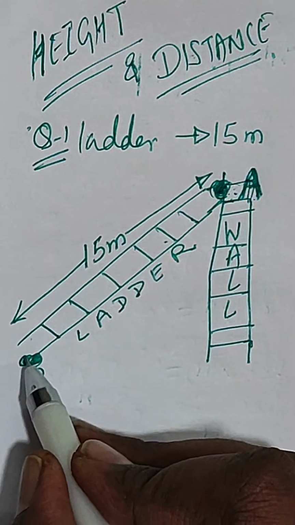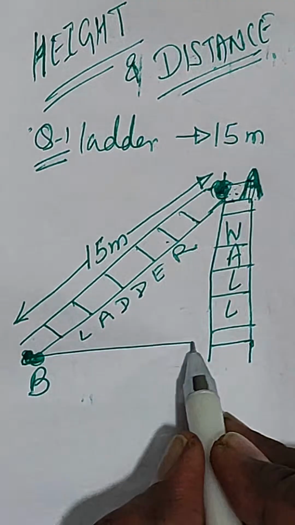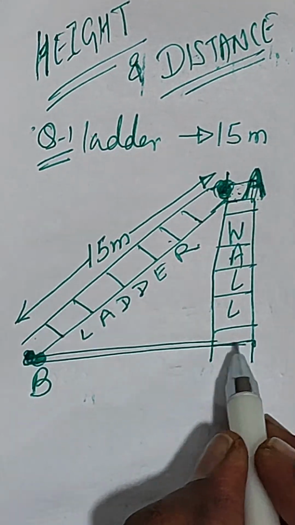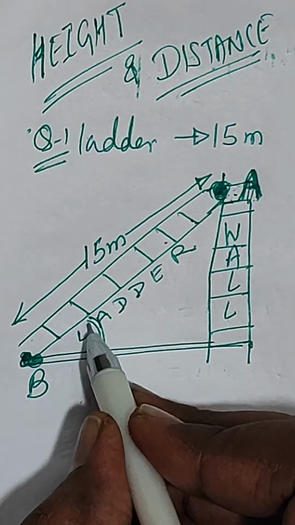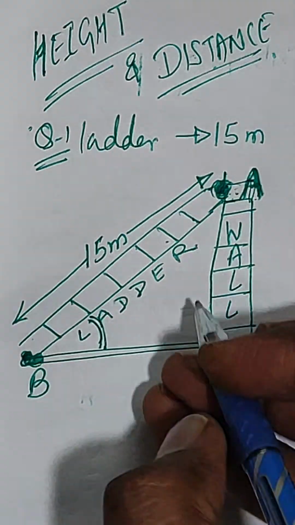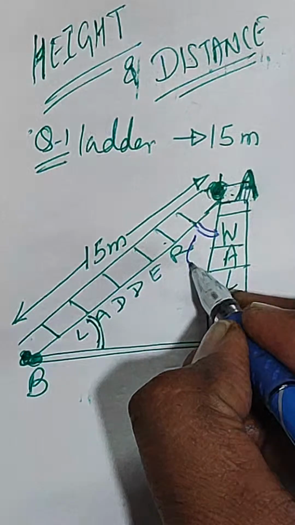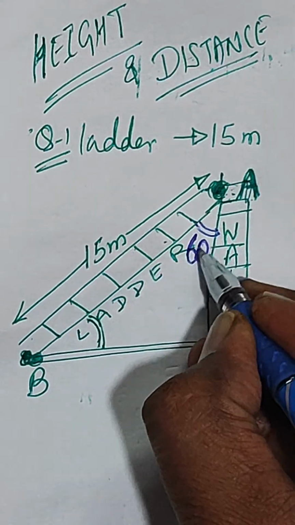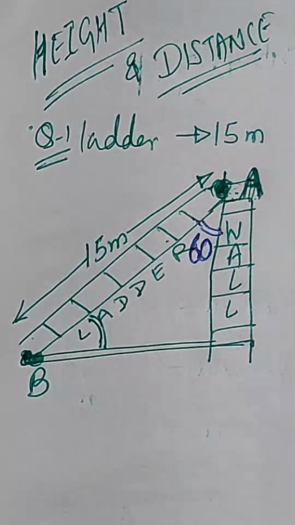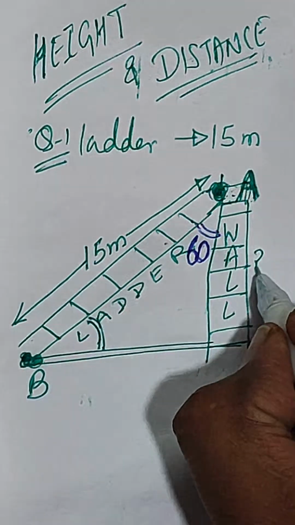So if we are considering this ladder as a single line, then this ladder is making an angle of 60 degree with the wall. That means this angle is given to you as 60, right? Find the height of the wall. So the height of the wall needs to be found out.